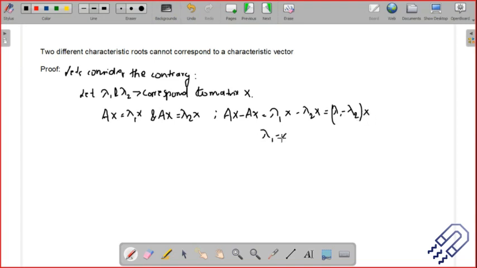This lambda 1 minus lambda 2 times x is equal to 0, because Ax minus Ax is 0. Since x cannot be 0, because if x is 0 you don't have a vector, lambda 1 and lambda 2 must be the same. So these small sums carry one or two marks. We can always practice along, and that is going to help us.